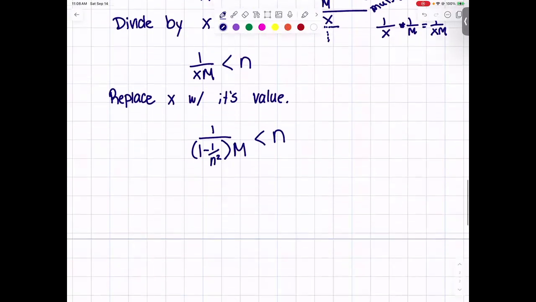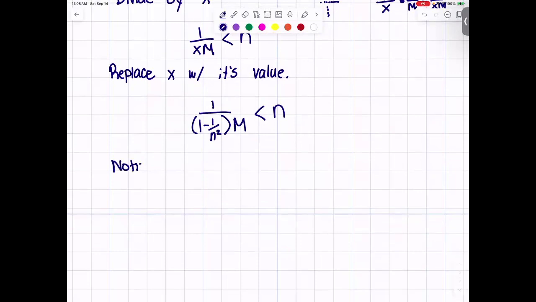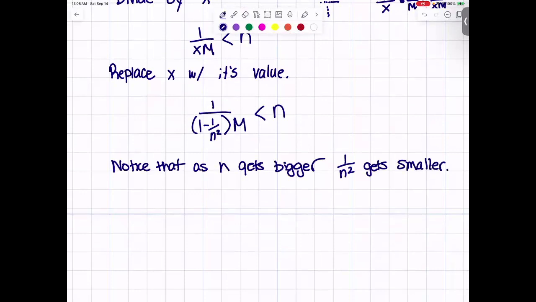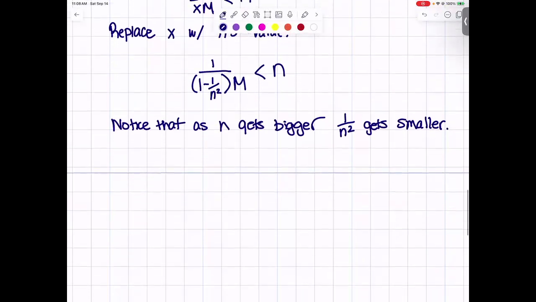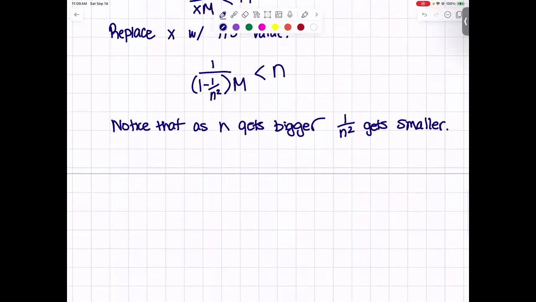So what we're going to notice here is that as n gets bigger, that shouldn't really be a capital N. We're talking about the variable lowercase n. We're going to notice that 1 over n squared gets smaller. It's going to keep getting smaller. So what does this tell us? This tells us that we're going to need to pick a value of n that keeps us in the positives. We want to stay positive.